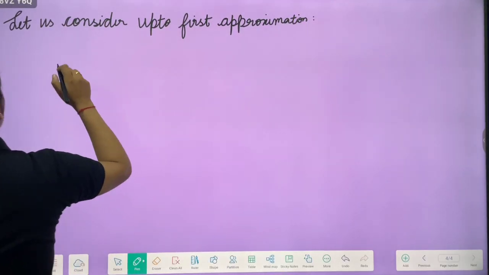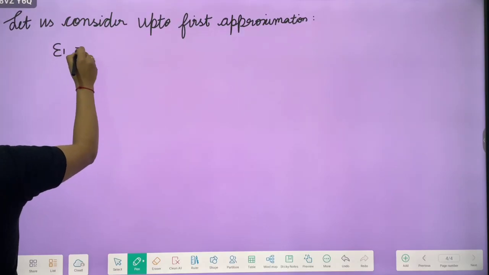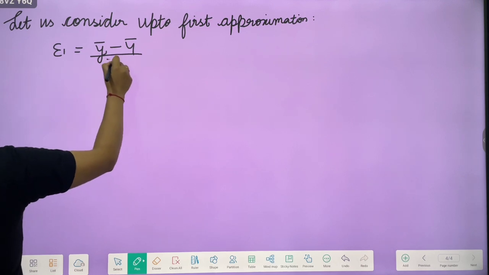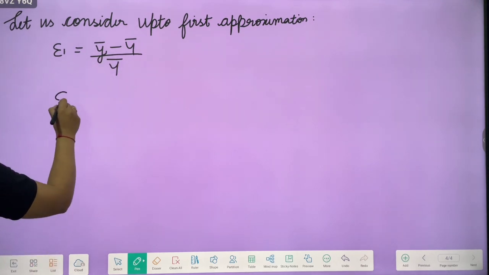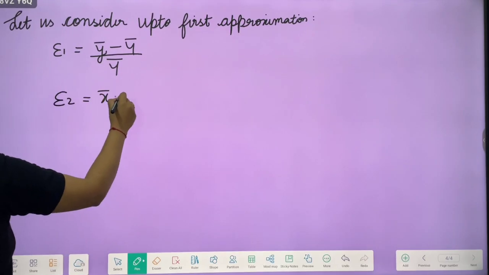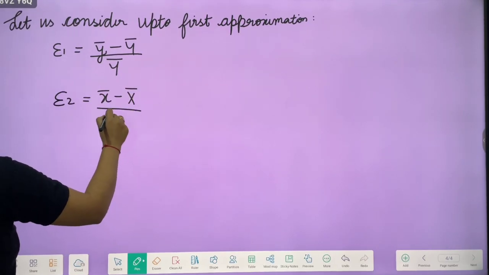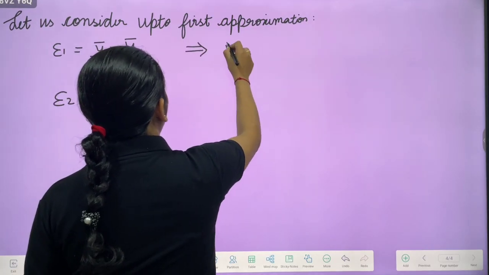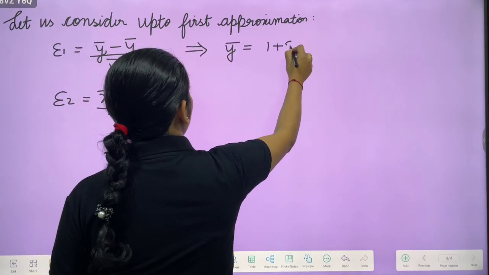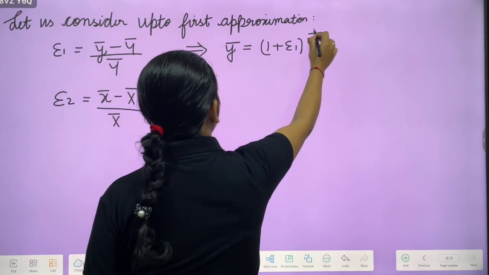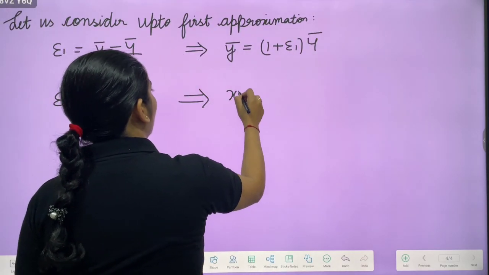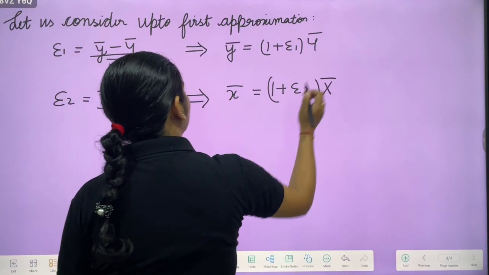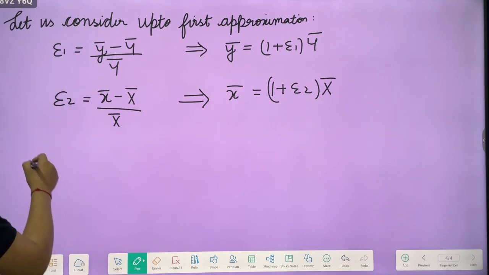So up to first approximation, let us take epsilon 1 equals y bar upon capital Y bar, and epsilon 2 equals x bar upon capital X bar. So here small y bar can be written as 1 plus epsilon 1 into capital Y bar, and small x bar is nothing but 1 plus epsilon 2 into capital X bar. Now we'll find out the estimation of this.